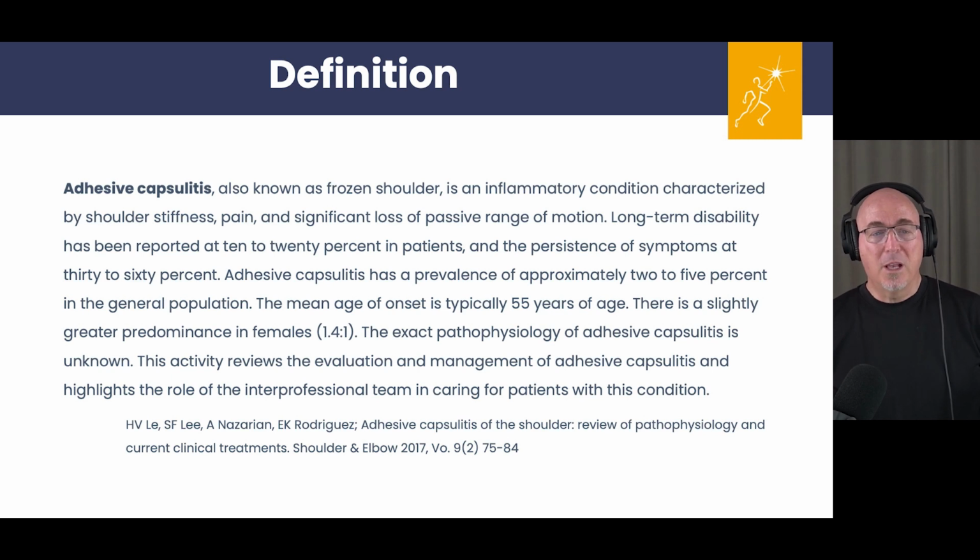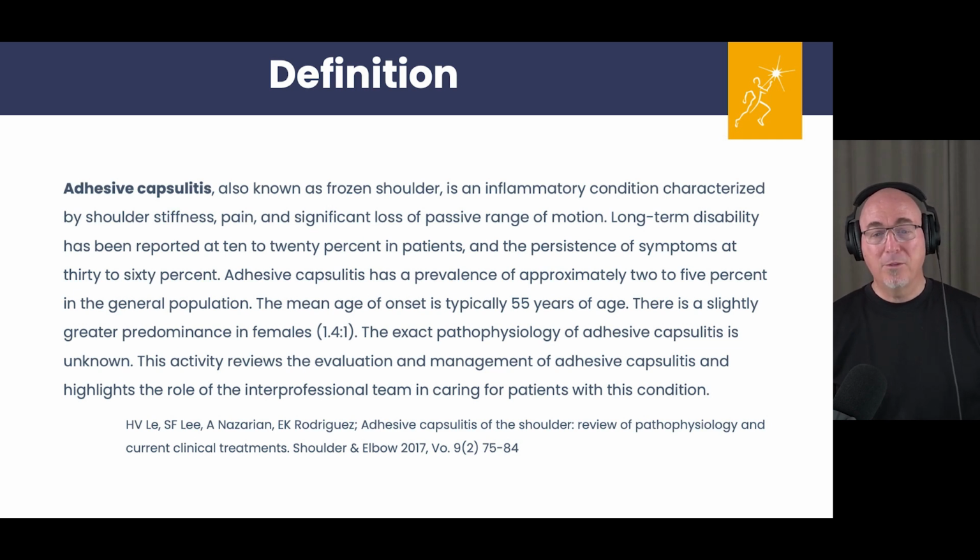So adhesive capsulitis, also known as frozen shoulder, is an inflammatory condition characterized by shoulder stiffness, pain, and significant loss of passive range of motion. The long-term disability is reported at 10 to 20% in patients. So most patients get better is what that means, like 80% get full recovery. Adhesive capsulitis has a prevalence of approximately 2 to 5% of the general population, and the mean age is typically around 55 years old, a range from like 30 to 60 years old. And there's a slight predominance of female versus male.